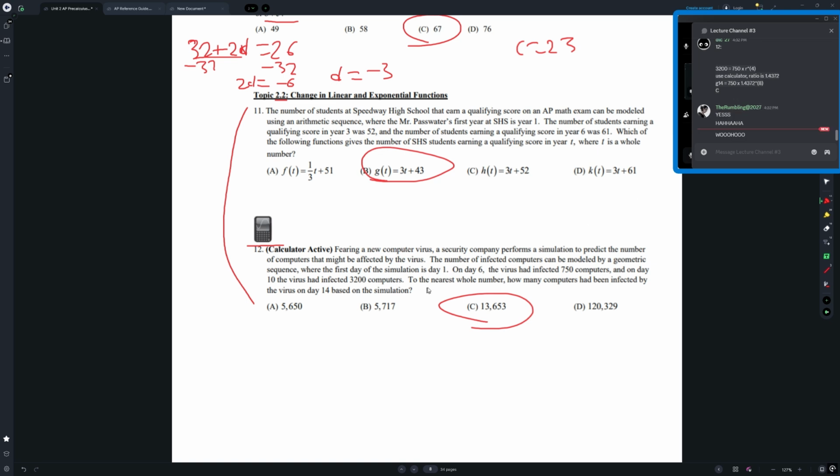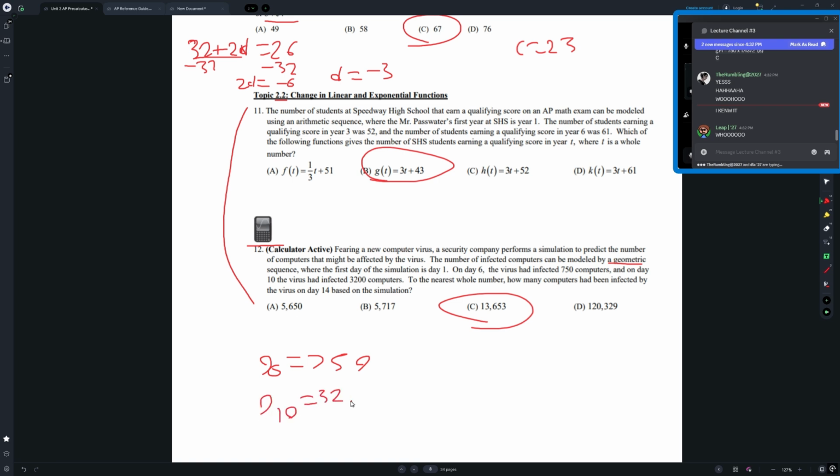So the way you would do this one is, it says it's geometric, and that means g of 6 is equal to 750, g of 10 is equal to 3200, and then you can make an equation. g of n is equal to 750 times, actually, hold up. Then you could say 3200 is equal to 750 times r to the power of 4, and then solve for r.